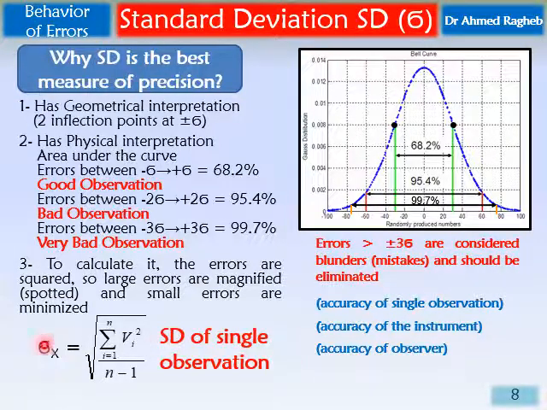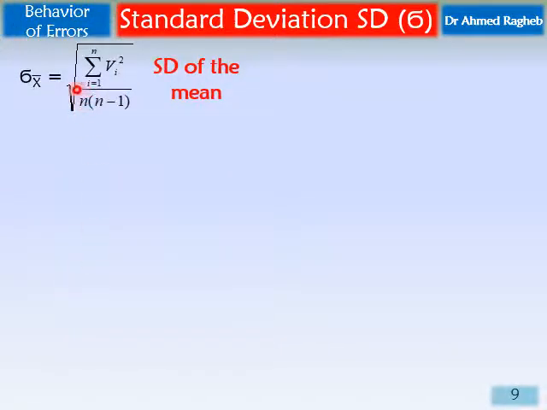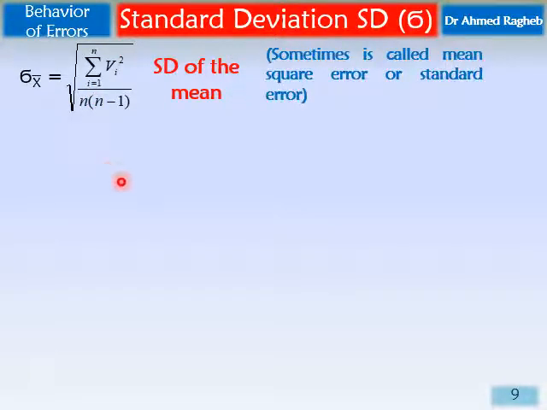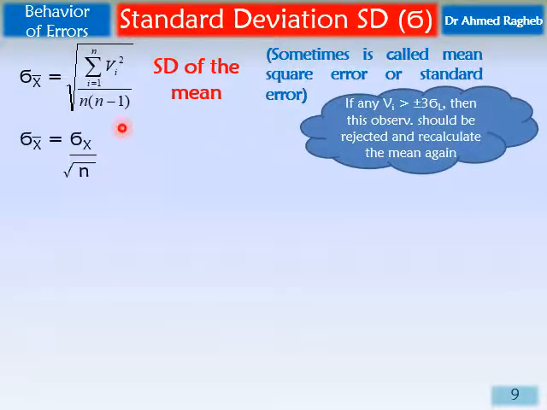In order to calculate the standard deviation of the mean, not the single observation, if you measured 100 times, then this is the standard deviation of each measurement. But in order to calculate the standard deviation of the mean, then you add n. So basically, sigma x bar, the standard deviation of the mean, equals the square root of the sum of v squared over n minus 1 over n. And this is the standard deviation of the mean, or sometimes we call it the mean square error or the standard error. Easily, you can now figure out that sigma x bar equals sigma x over root n.